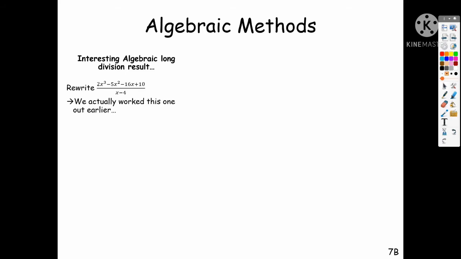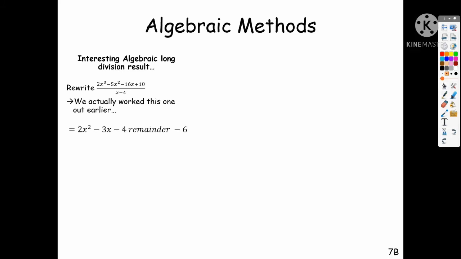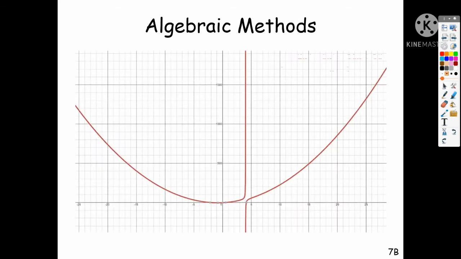This is another one that we just did a minute ago, didn't we? Rewrite 2x cubed minus 5x squared minus 16x plus 10 divided by x minus 4. Okay. We did this one earlier on. Consider both graphs as before, as we just did. I take my quotient there and I sketch the graph.